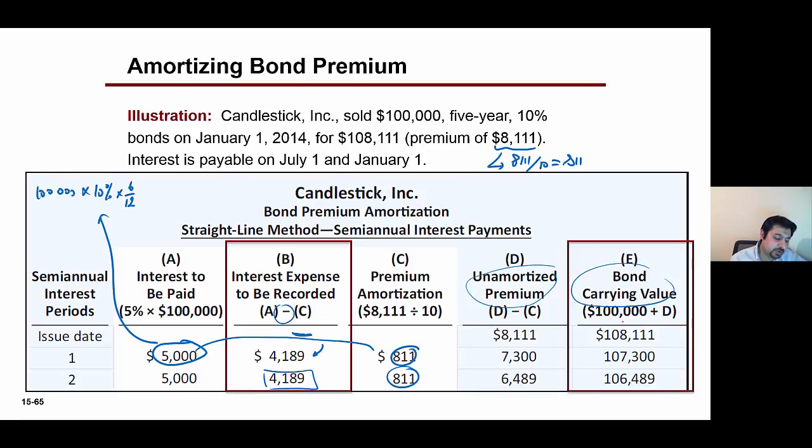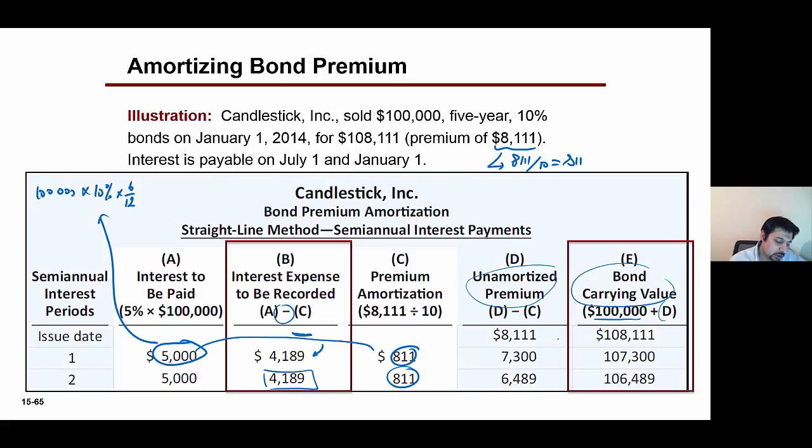Here the carrying value is 100,000. We add to it the unamortized premium. Remember, because this one will decrease the value, this one is added to the carrying value. The carrying value is the face value plus the discount plus the premium.